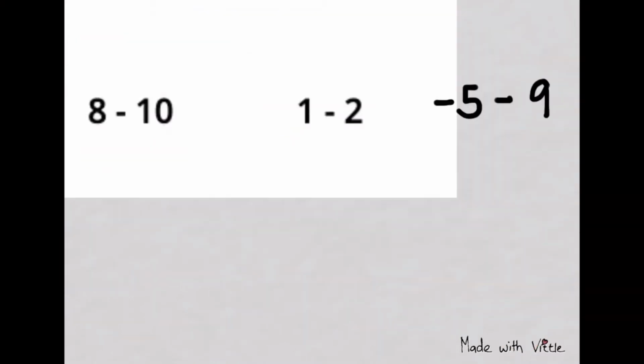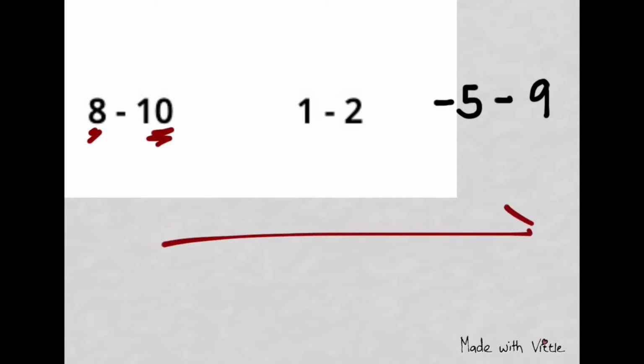So the next one is 8 minus 10. So you're subtracting a bigger number from a smaller number. So can you imagine that on a number line? You are on a positive 8.